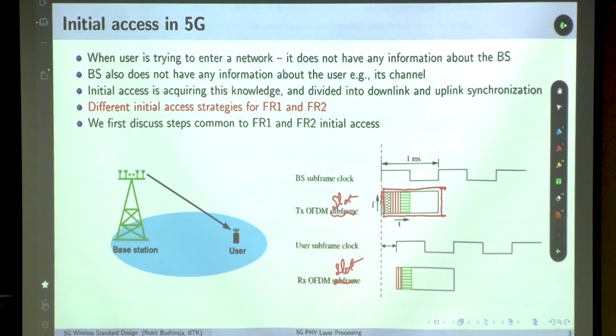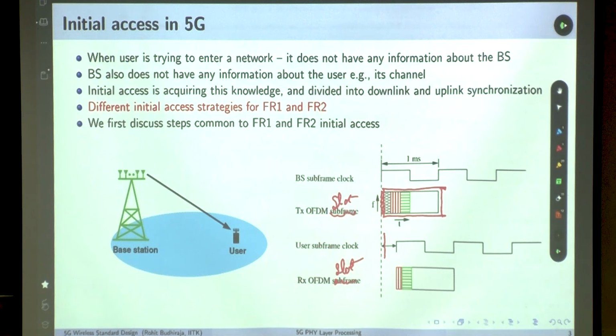I'm talking about this delay. This is a flight delay. The base station transmits it, and the signal takes some time to reach the user. So the user's timing definition in the downlink will be according to whatever signal it is receiving. Its timing definition will start from here.